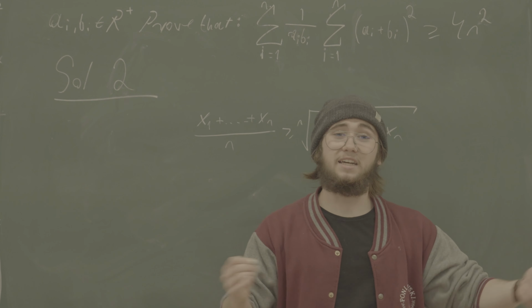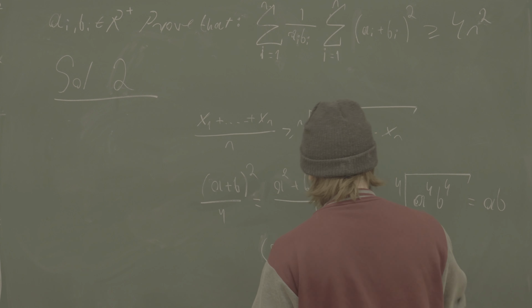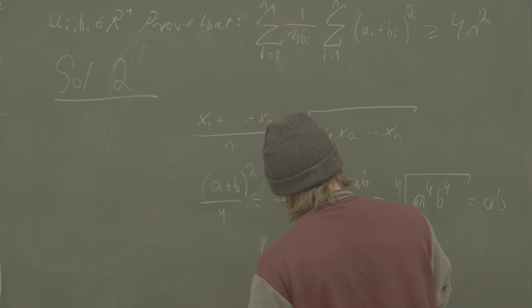Meaning, we get a plus b, this parenthesis is so awful, I'm really happy you can see it, because I am covering it with my back, is greater than or equal to 4 times ab. Lovely. So how can we actually use it to solve the problem right there?